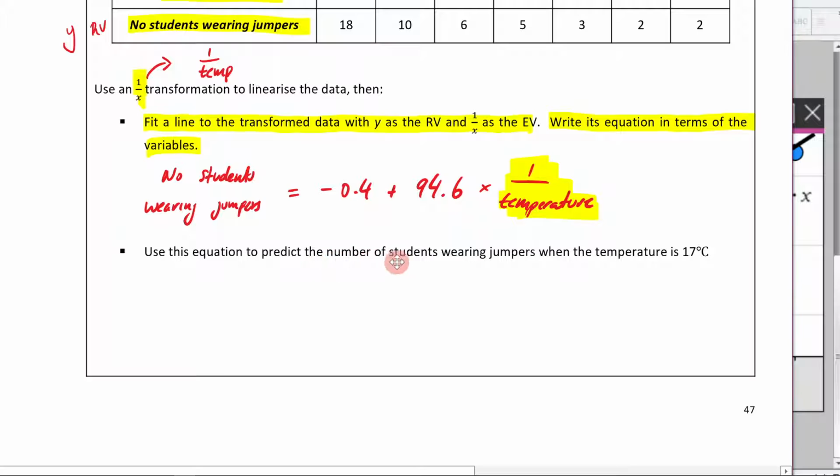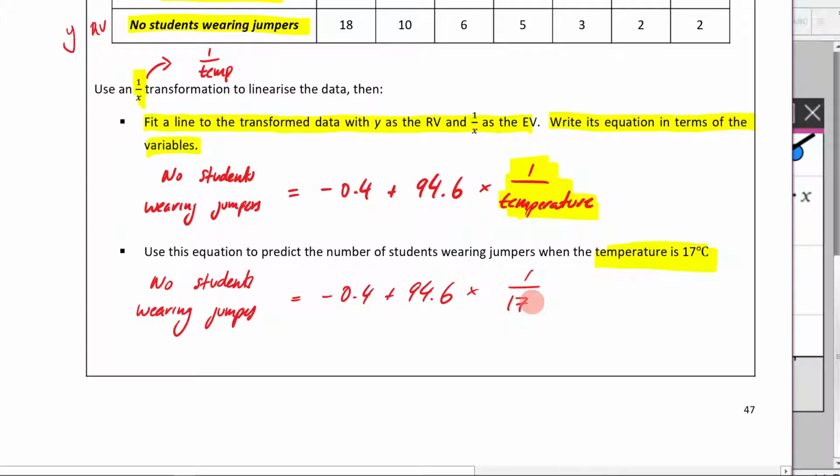Use this equation to predict the number of students wearing jumpers when the temperature is 17 degrees. So what we're going to do here is I'm going to just replace this with 17. So I'm going to write it out again. I'm going to say the number of students wearing jumpers is equal to negative 0.4 plus 94.6 times 1 over 17. And again, you can see how people would mess this up. They wouldn't write it as 1 over 17. They would just write it as 17. But you've got to remember that you're using this formula that you've just created.